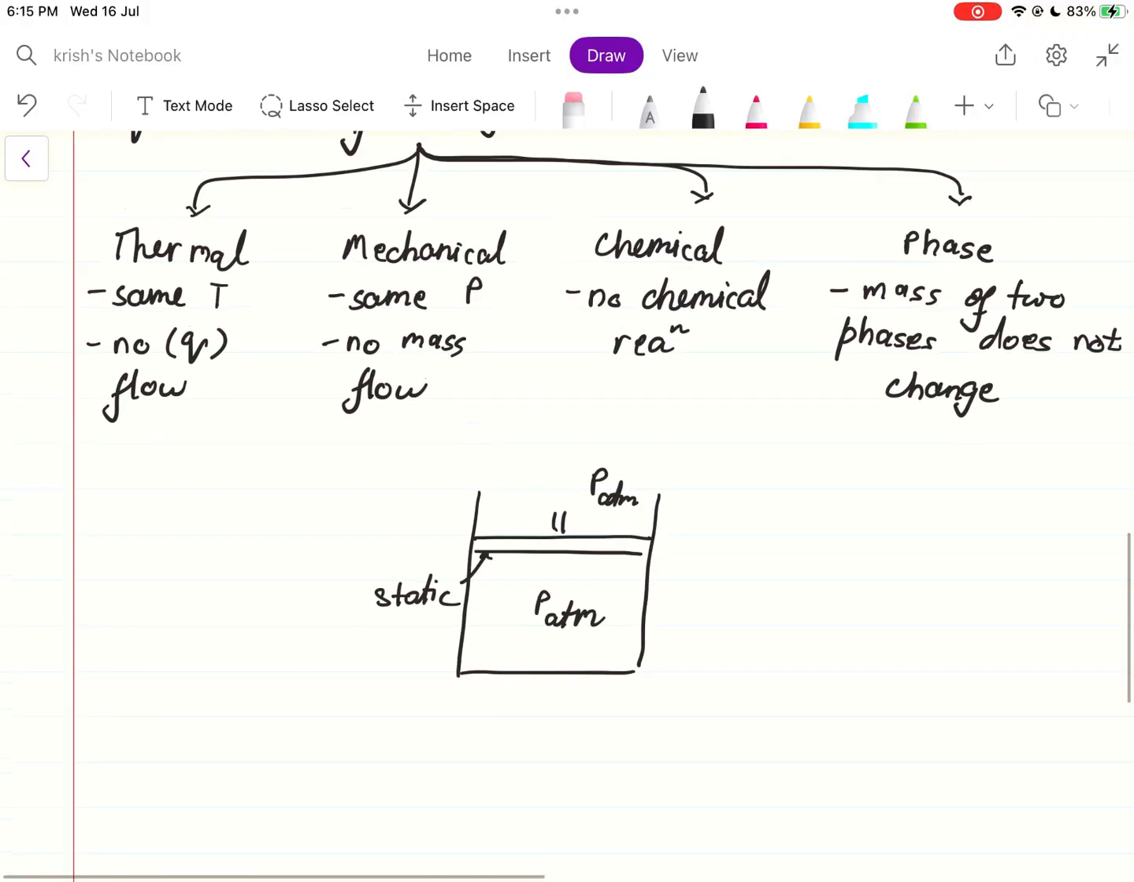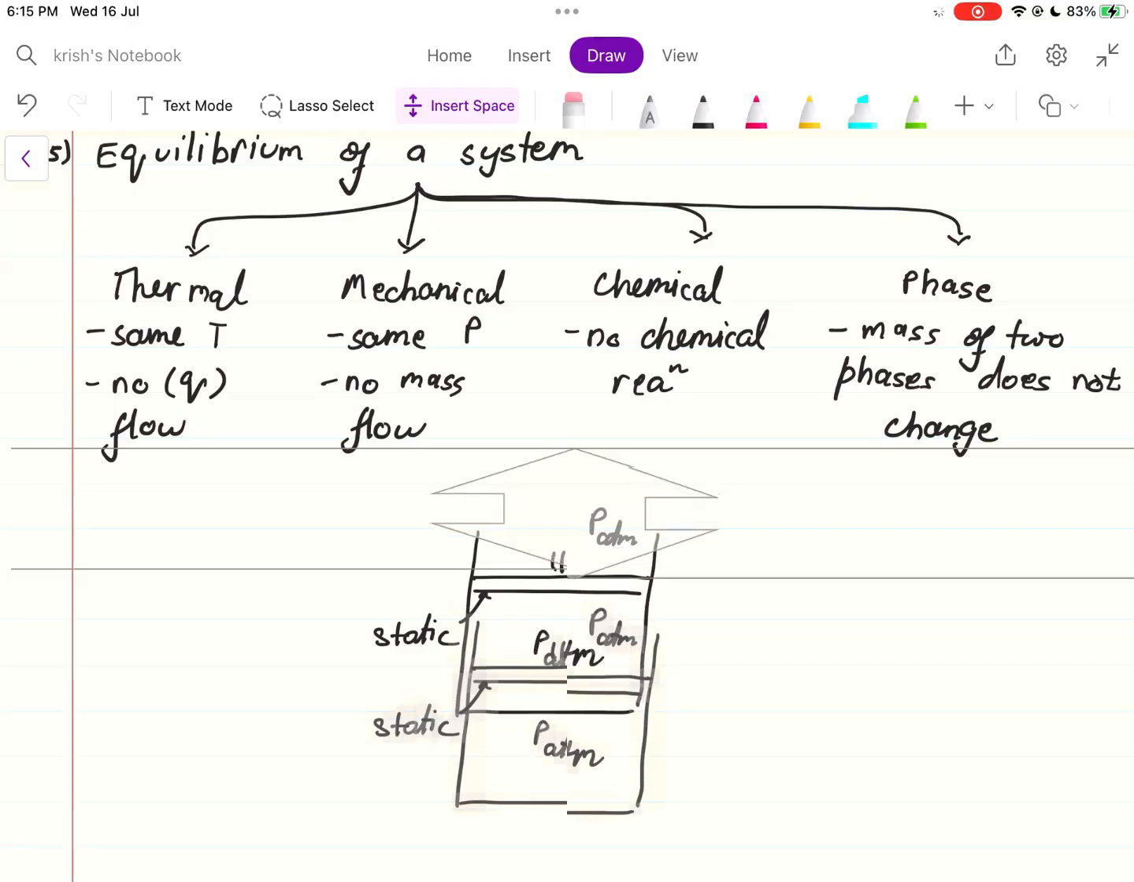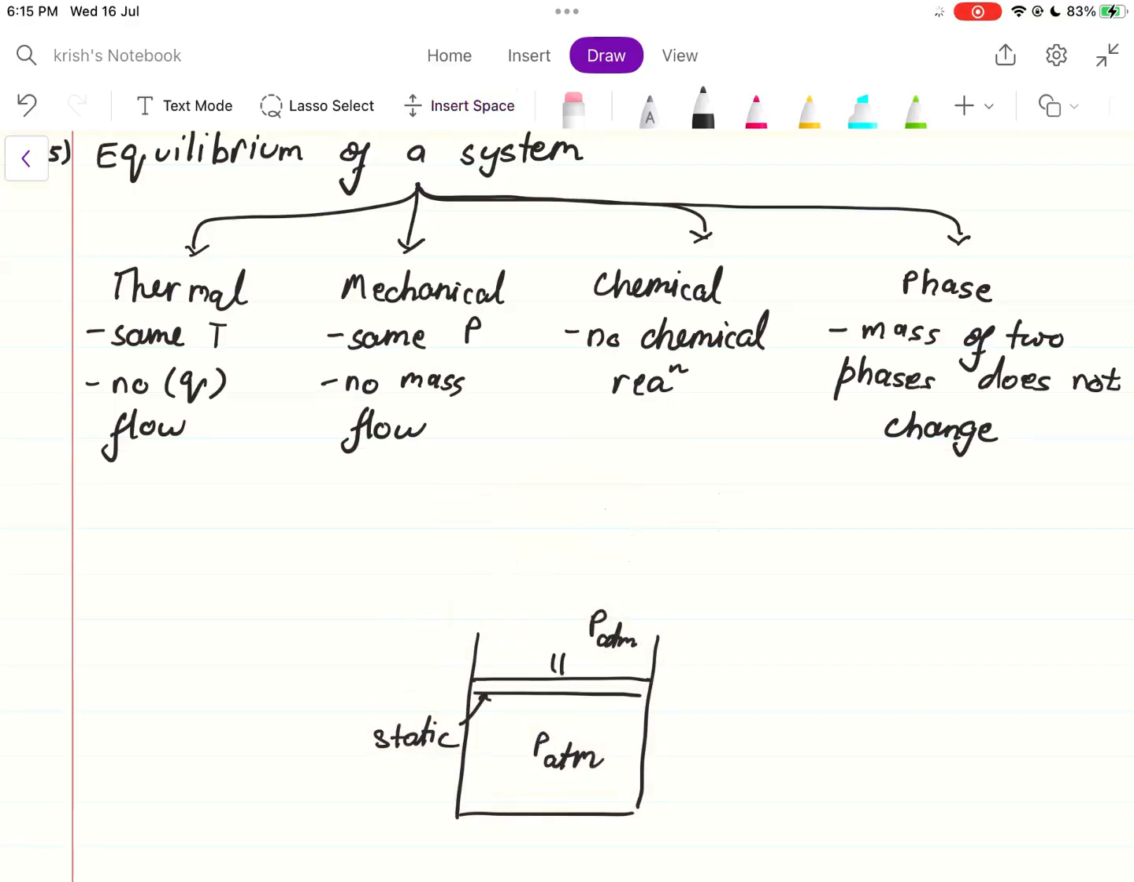Okay, and now an interesting concept. If a system has all of these equilibria at once, then it is said to be in thermodynamic equilibrium.